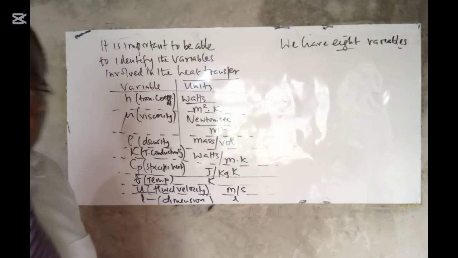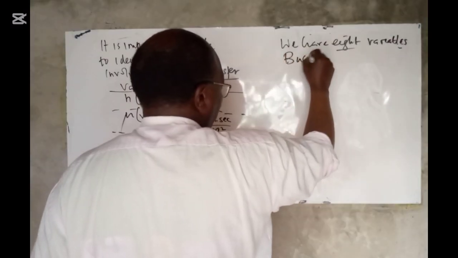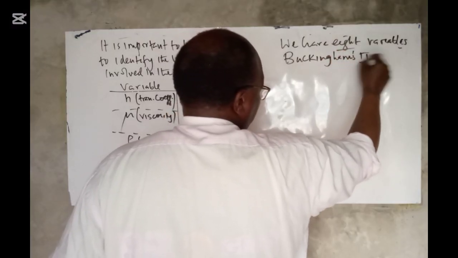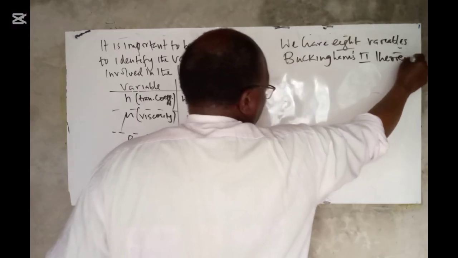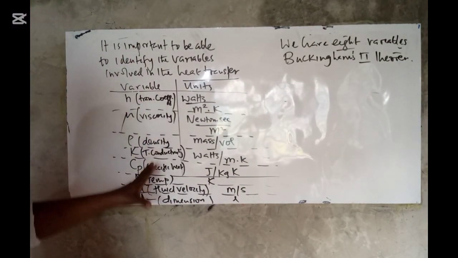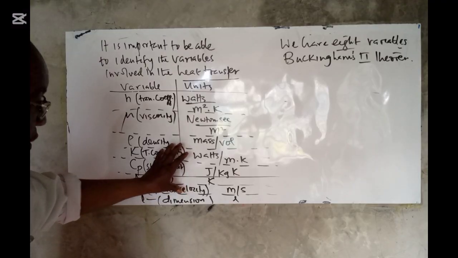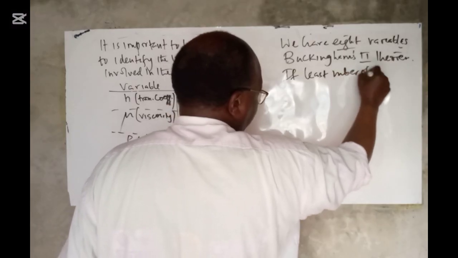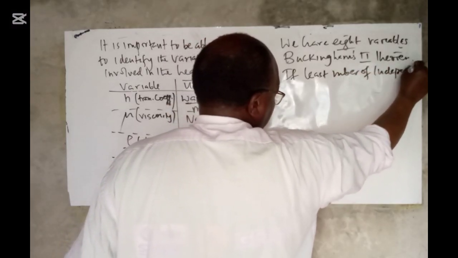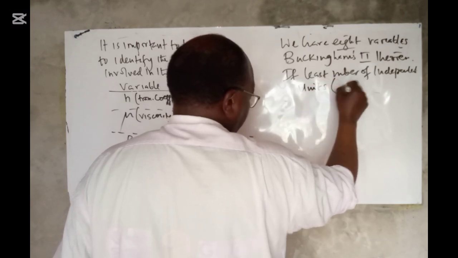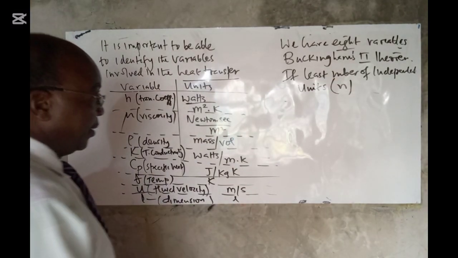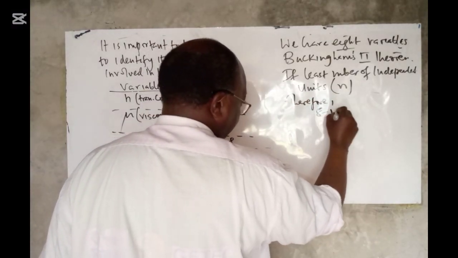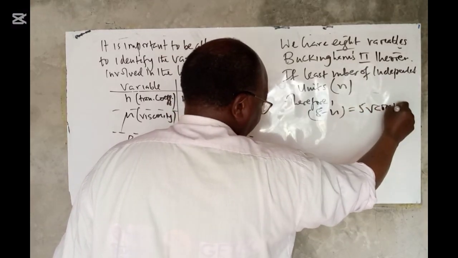But here we will use the Buckingham pi theory, which says that if you identify the least number of independent units, let's say the least number of independent units is n, then you will work with 8 minus n, so you'll be left with 5 variables.